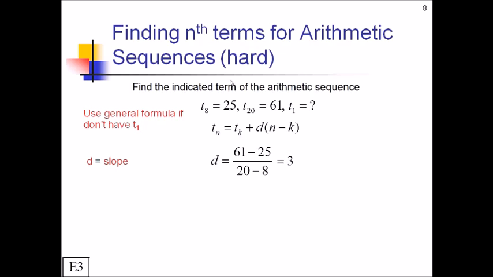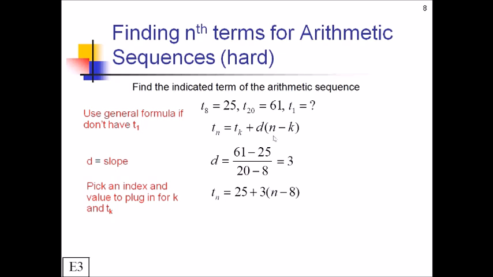So they gave us two different terms here. They gave us the 8th term and the 20th term. You can use either of these for tk. But the one that you choose, 25 or 61, that's going to determine what your k value is. If, for example, we choose 25, then that means we're committing to have a k value, an index of 8. So we could say 25 plus 3 times n minus 8 equals t of n.